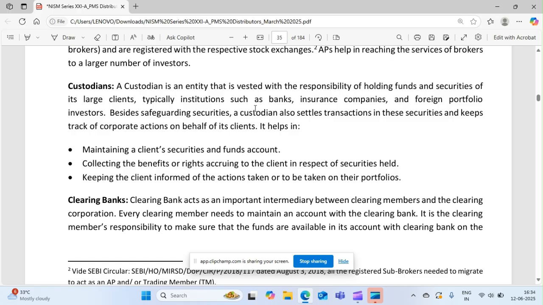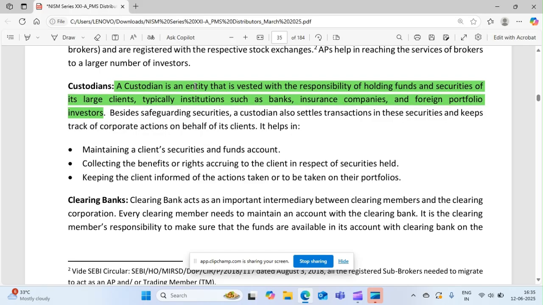Custodians, so well, they are appointed by institutions. Typically they're not created by institutions, appointed by institutions. What I'm trying to say, they're a separate legal entity, and what they do is that they keep securities on behalf of their clients. The word custodian comes from the word custody. When you say something is in my custody, you are holding it, right? So the custodian is an entity which is vested with the responsibility of holding funds and securities of its large clients. The individuals don't use custodians. Of course, some high net worth individuals may use, but custodians are costly. Individuals keep the custody of their securities themselves, and with the help of the broker, they are able to do the transaction. But LIC will need a custodian. Mutual funds will need a custodian, correct?